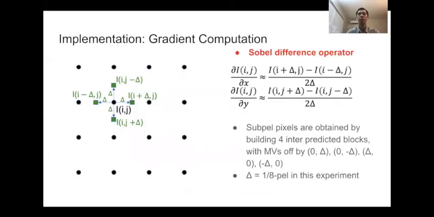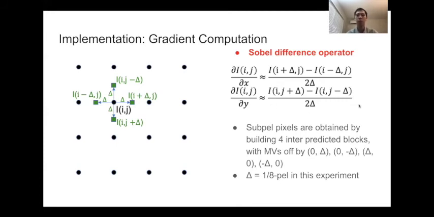Some implementation details. For gradient computation, this is a figure for illustration. Say the black dots are the pixels in the original inter predictor. Now for each pixel like this one called ij, we will need the 4 pixels in green around it in the left, right, top, and bottom. And we apply a Sobel difference operator to get the gradient. For example, the x gradient would be the right green pixel minus the left green pixel divided by 2 delta. And the same for the vertical gradient.